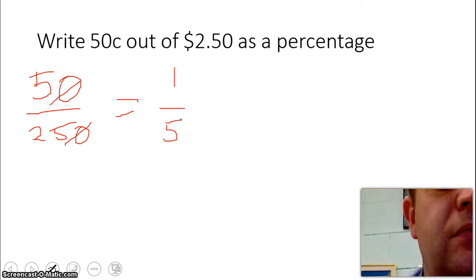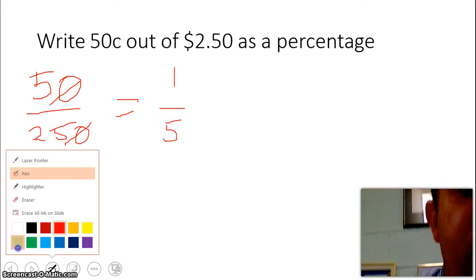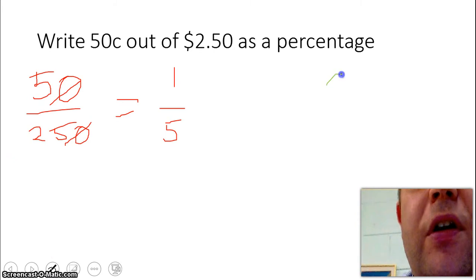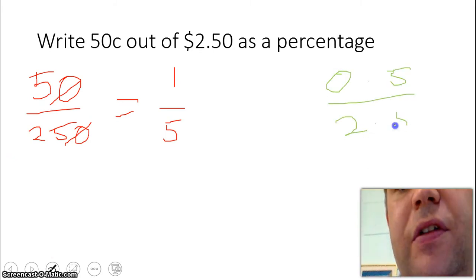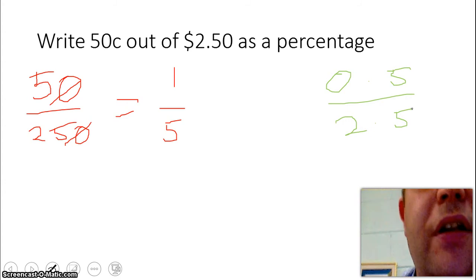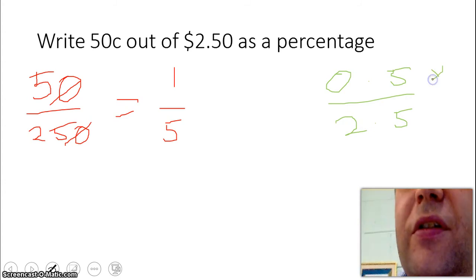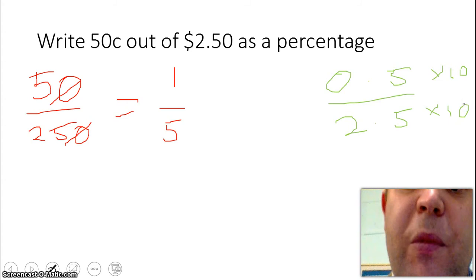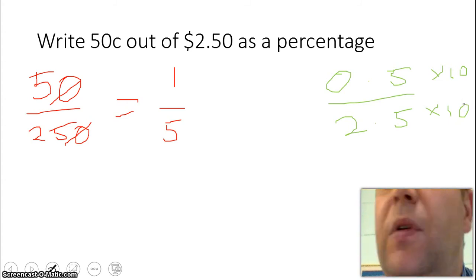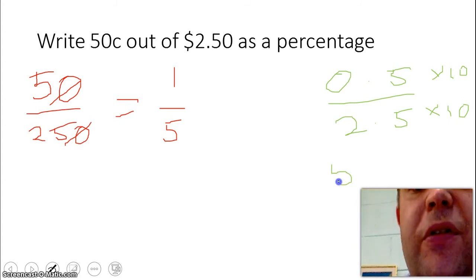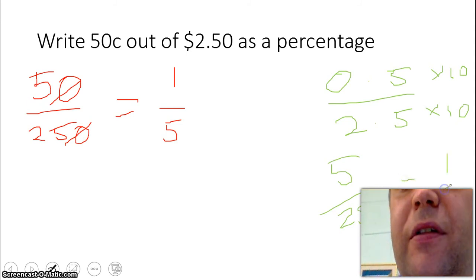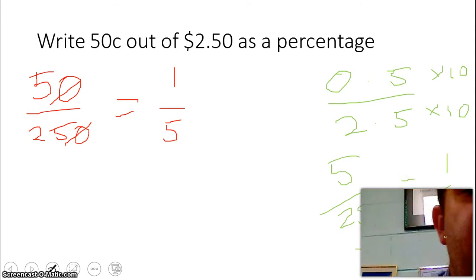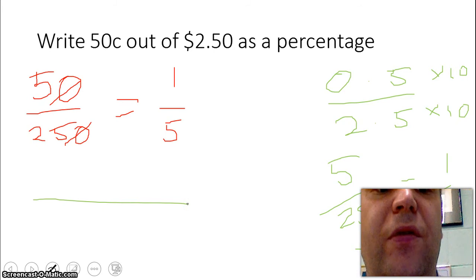Now, when we change it all to dollars, we end up with 0.5 out of 2.5, and again I'm going to do that little trick that I showed you before. I'm going to times by 10 to move the decimal point 1 place. I've got to remember to do top and bottom, so multiplying them both by 10 we get 5 out of 25, which is 1 out of 5. Same answer, 2 different ways. It's up to you which way you find easiest.